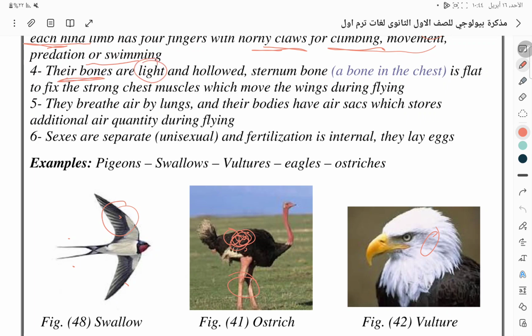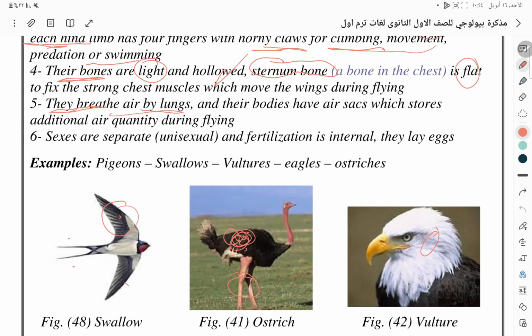Their bones are light. Why do we need light bones? And the sternum bone is flat, to make them able to fly. Their bones must be light and hollow, and the sternum bone is flat.